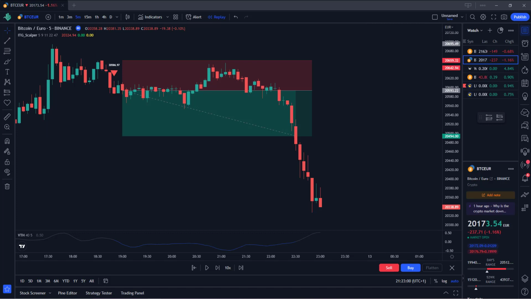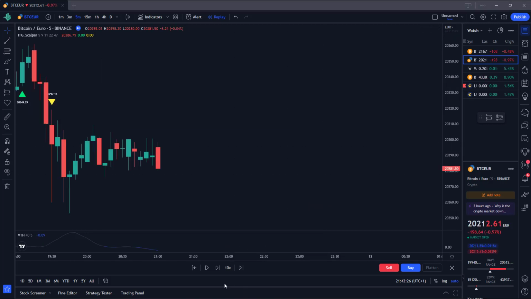Now I'm gonna explain the long position, and after that, of course, I'm gonna backtest 100 times and see what the win rate is. Alright guys, so now I'm gonna explain a long position, and the long position is exactly the same as a short position, but vice versa. So 3 things need to happen before we can take a long position.